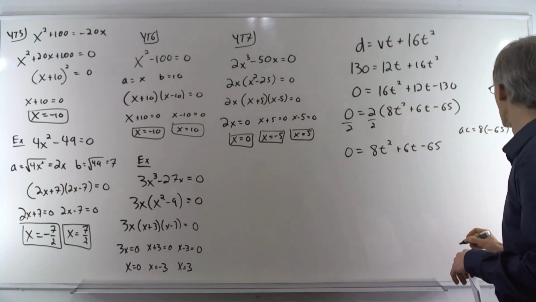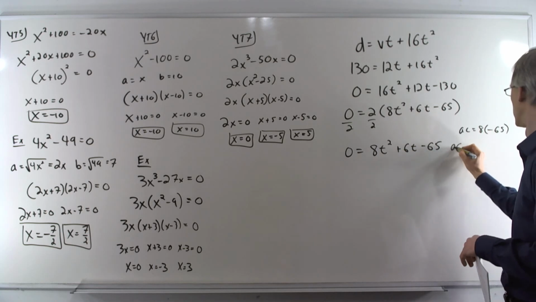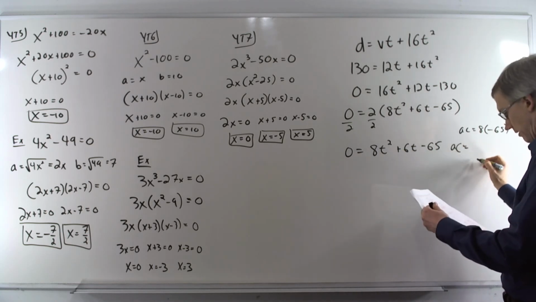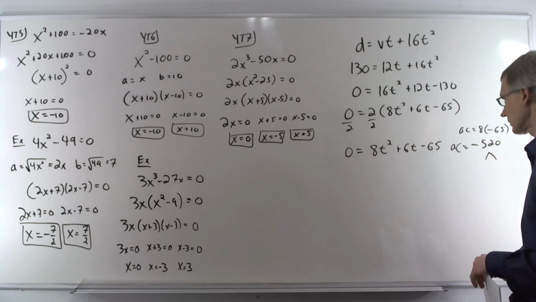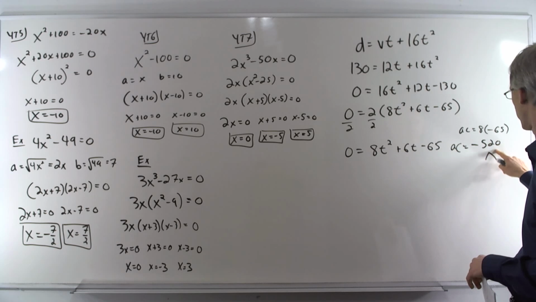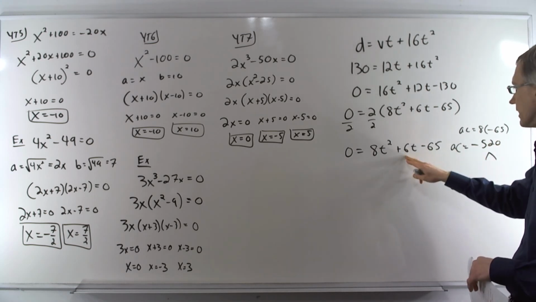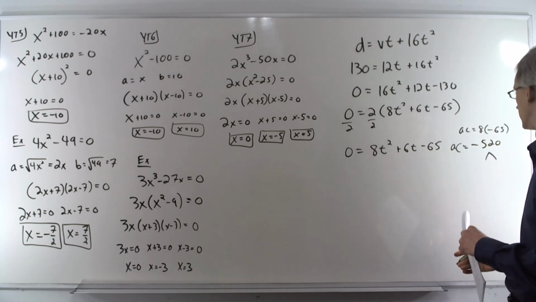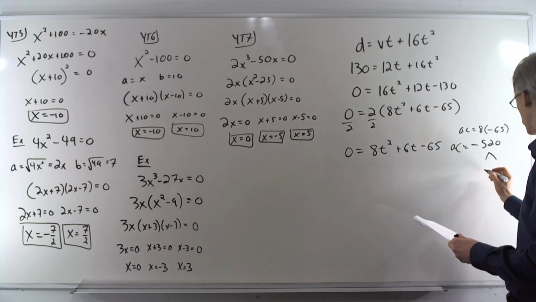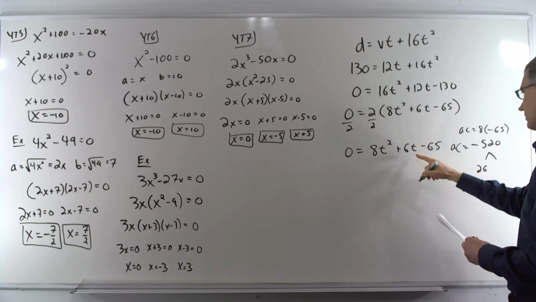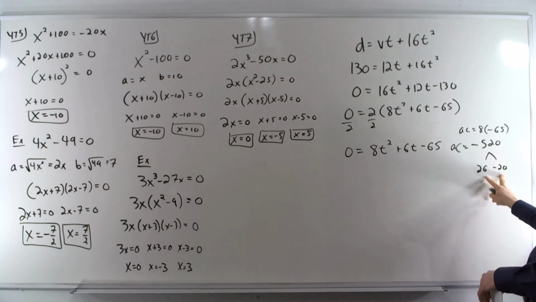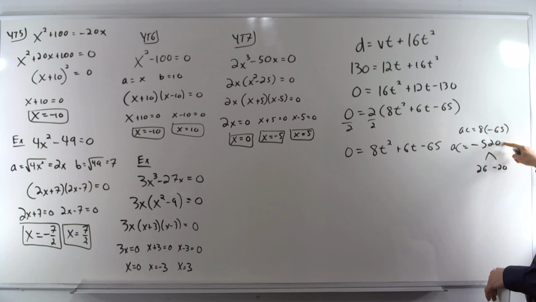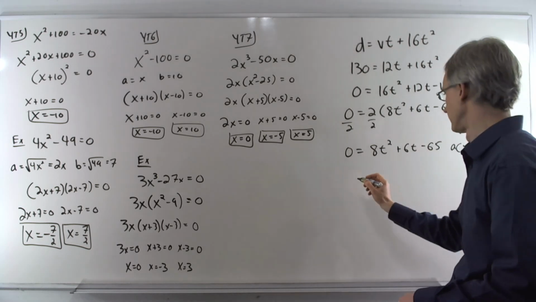It's got 8 times negative 65, so it gives me an AC of negative 520. Now we need 2 numbers to multiply to get negative 520 and add together to equal 6. So those numbers are going to have to be pretty close to each other since they're only separated by 6. So I'm going to pick 26 and negative 20. Multiply 26 times negative 20, we get negative 520, and they're separated by 6. So there's our 2 numbers.